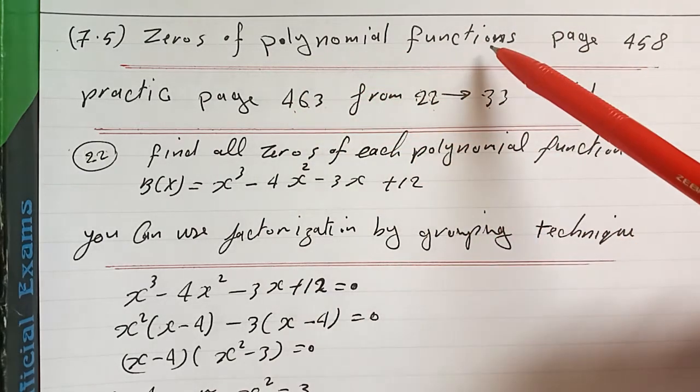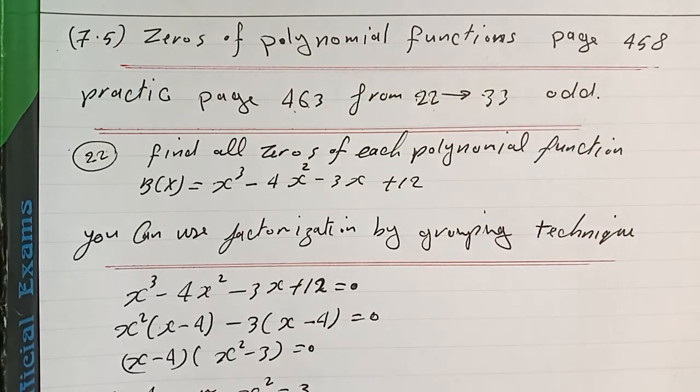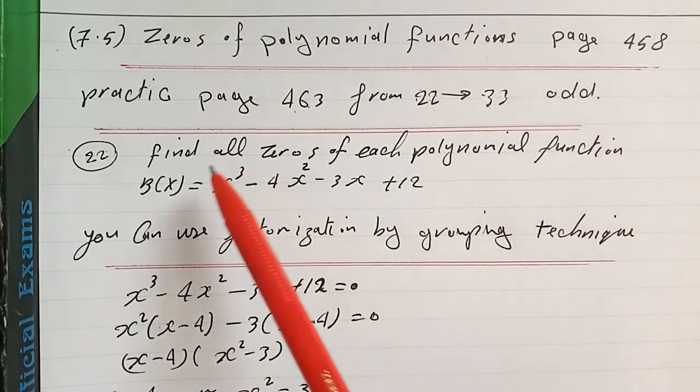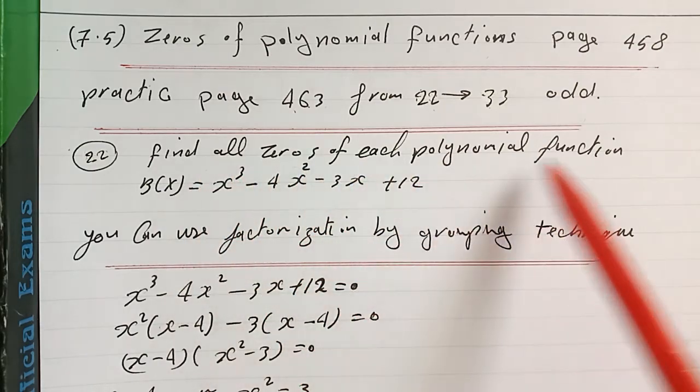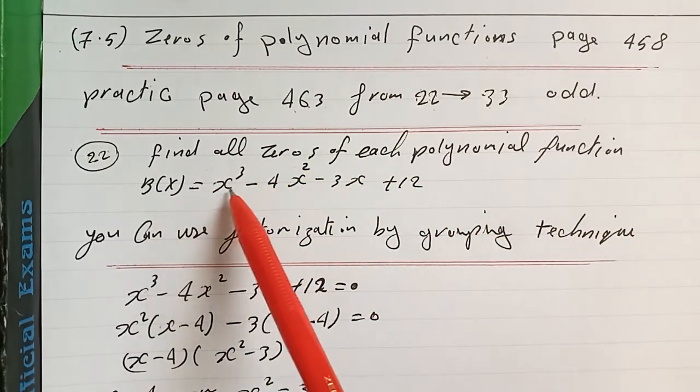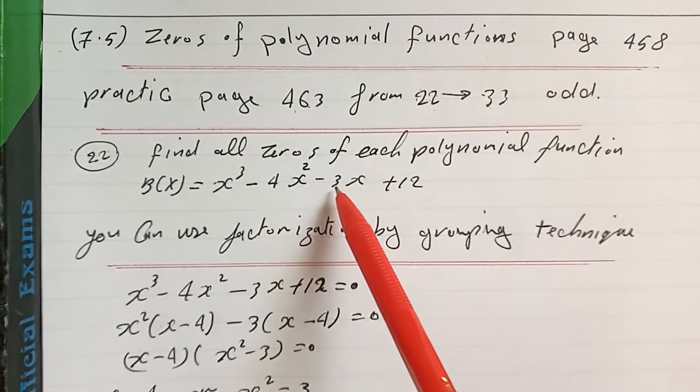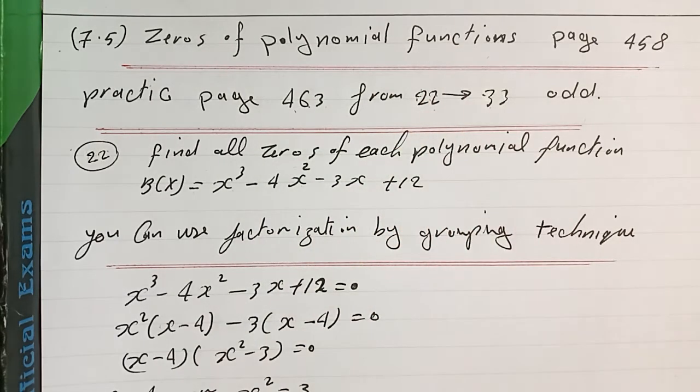Zeros of the polynomial function means to get the roots of the equation. For example, find all zeros of each polynomial function. P(x) equals x cubed minus 4x squared minus 3x plus 12.